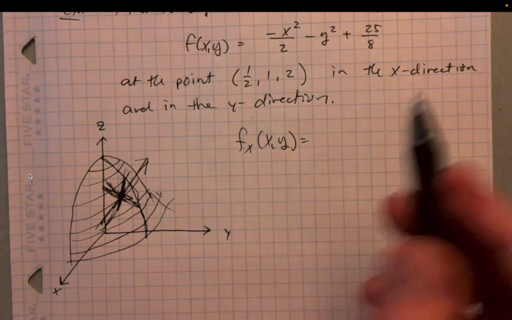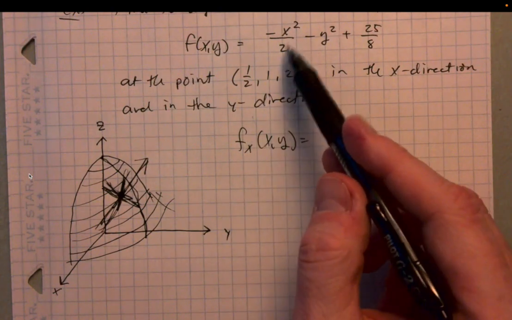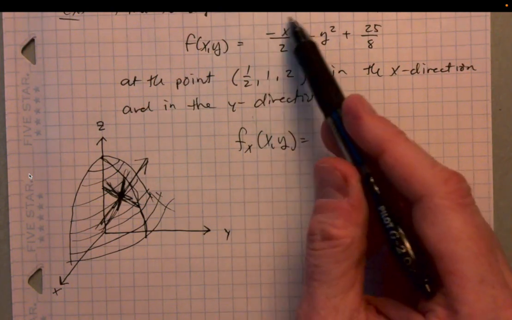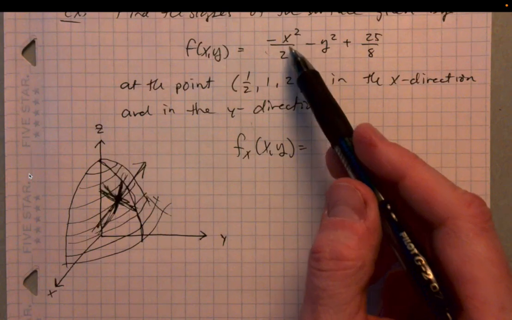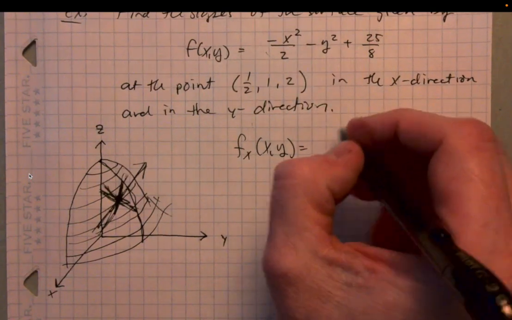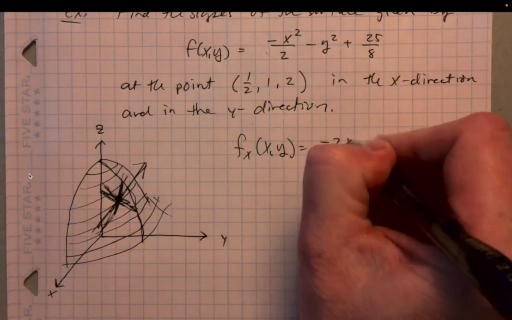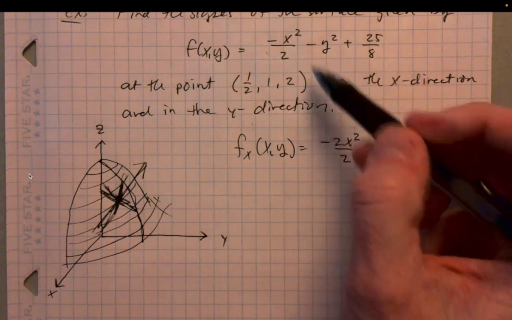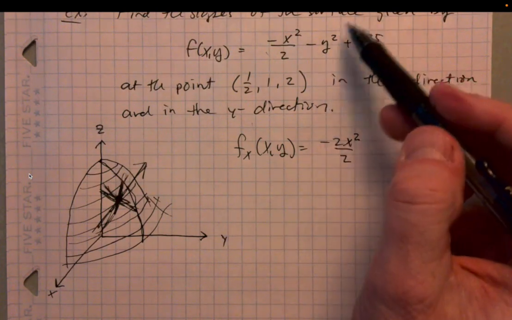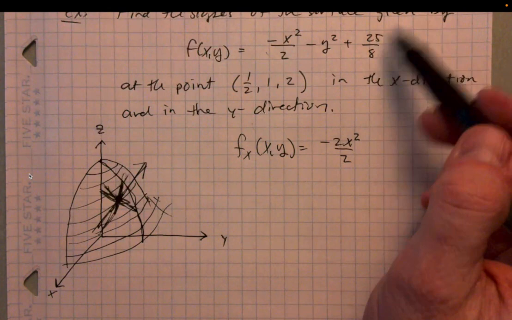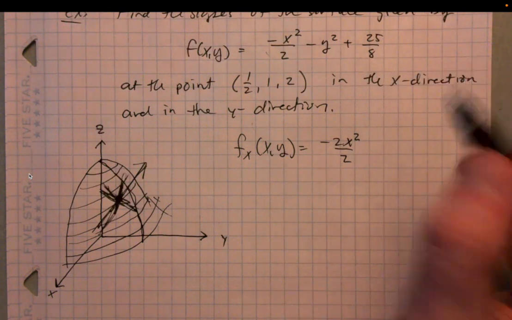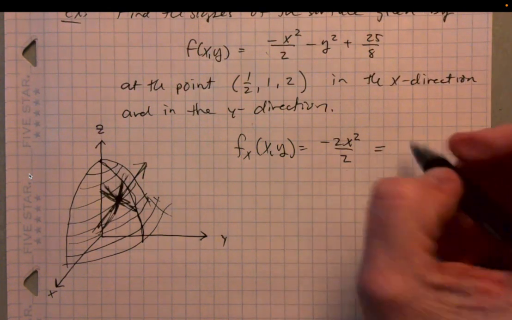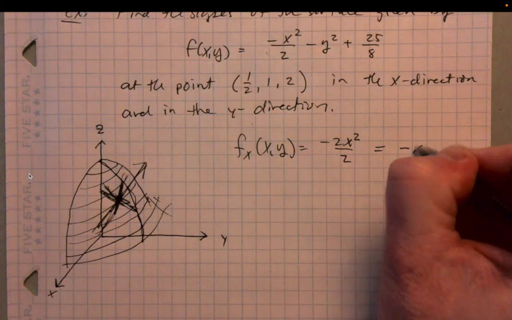Okay, and so that's pretty easy to do. This is going to be, you can think of, negative 1/2 times x squared, and so when you differentiate with respect to x, you get negative 2x over 2. This is treated as a constant, so it just disappears. Same as this, this is also a constant, right? And so what we end up with for the partial derivative with respect to x is just negative x.